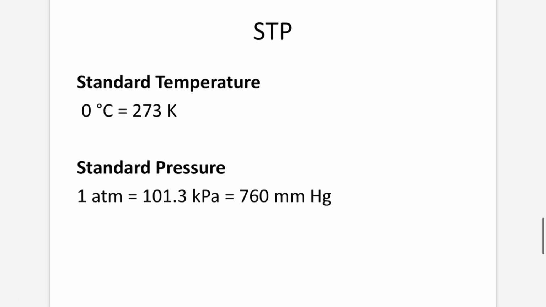Oh, and like I said, as a reminder, standard temperature is 0 degrees Celsius or 273 Kelvin, and standard pressure is 1 atmosphere, 101 kilopascals, or 760 millimeters mercury. So if we are not at both standard temperature and standard pressure, we're going to have to use the ideal gas law to get to moles of whatever our starting substance is before we can do our normal stoichiometry.